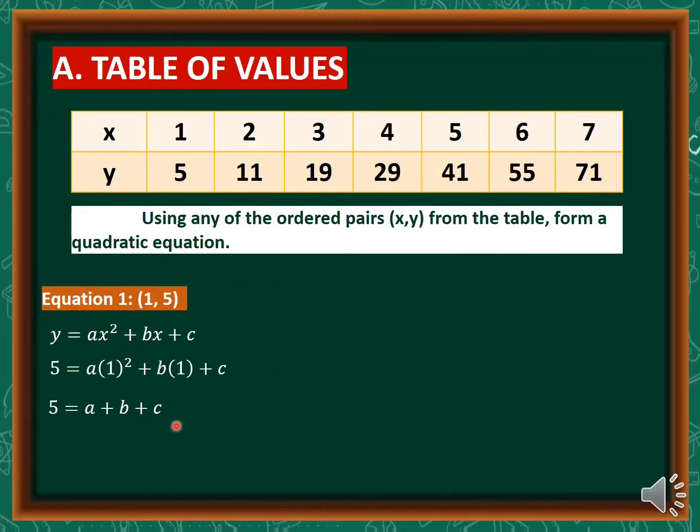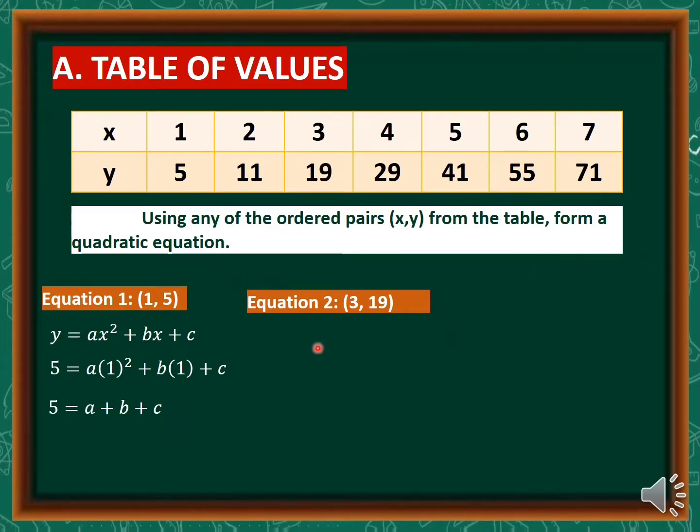So, this is our equation number 1. Again, let us form another equation. So, at least we need three equations. So, let us proceed with our equation number 2. For our equation number 2, the ordered pair I chose is 3, 19. So, pwede rin po ang 2, 11, pwede rin 4, 29, 5, 41, kahit alin ang piliin ninyo. Kahit magkaiba yung sagot niyo sa iba, classmate nyo, you will arrive at the same answer.